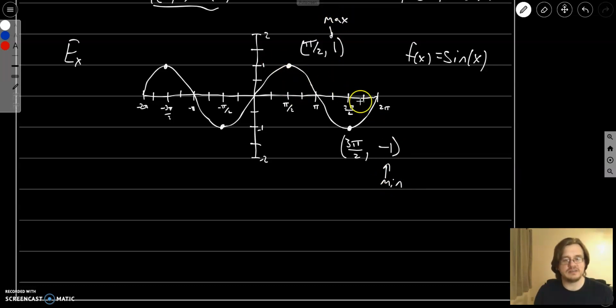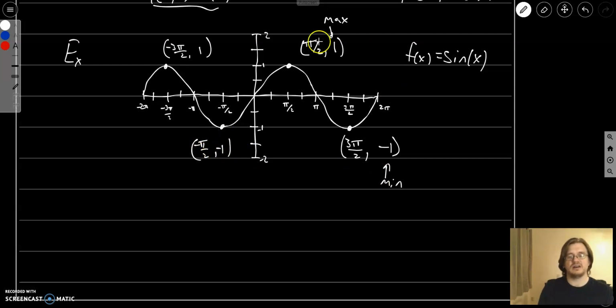And the nice thing about the sine function is that this repeats forever. So if we go backwards a little ways, we'll see that we also have another relative maximum at the same height, exactly 2 pi away. And then we'll have another relative minimum exactly 2 pi away. So these are just relative minima and maxima.